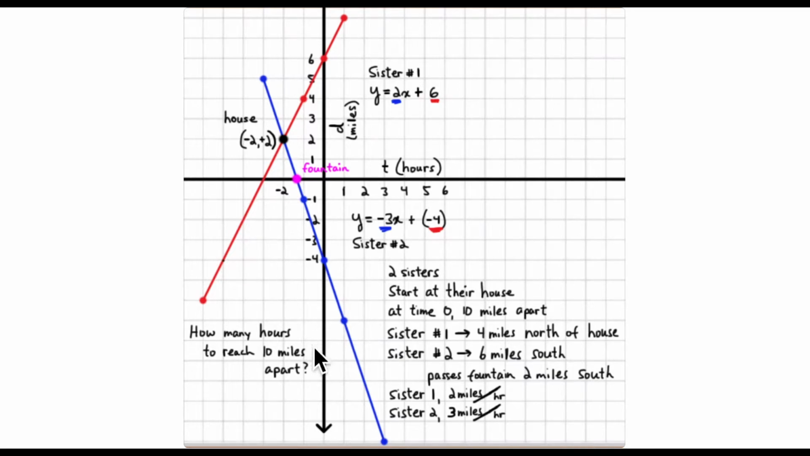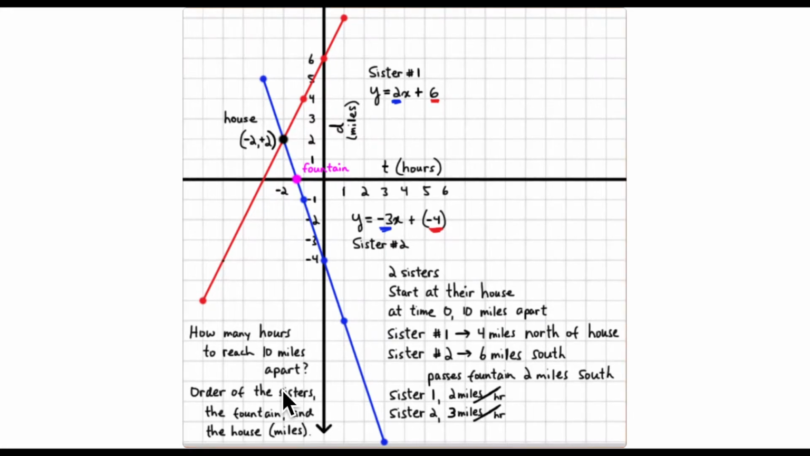So you can ask some questions. How many hours to reach 10 miles apart? So how long does that take them? They're traveling at a combined speed of 5 miles per hour. This 2 miles per hour plus this 3 miles per hour, although in the opposite direction, that combined speed is 5 miles per hour that they're traveling away from each other. So to reach 10 miles, 10 miles divided by 5 miles per hour gives you 2 hours. What's the order of the sisters, the fountain, and the house in miles? So sister number 1, the house, the fountain, and sister number 2.